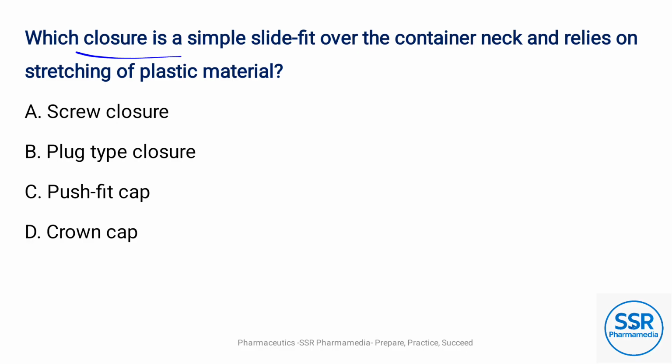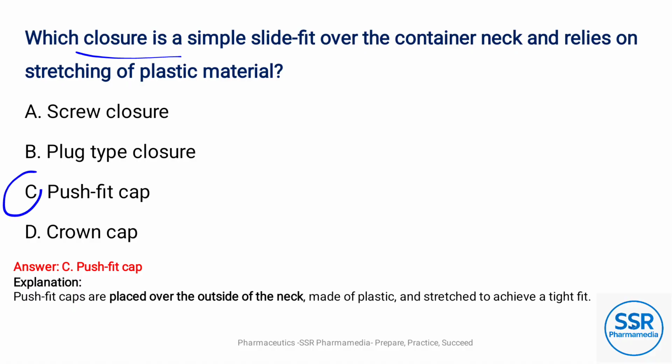Which closure is a simple slide fit over the container neck and is released on stretching of the plastic material? Option C is the answer, push fit cap. Push fit caps are placed over the outside of the neck, made of plastic and stretched to achieve a tight fit.